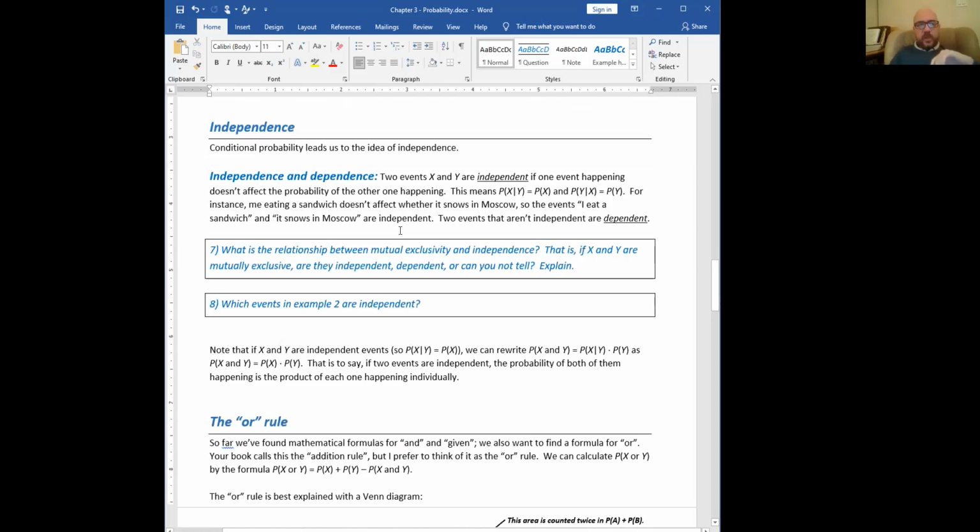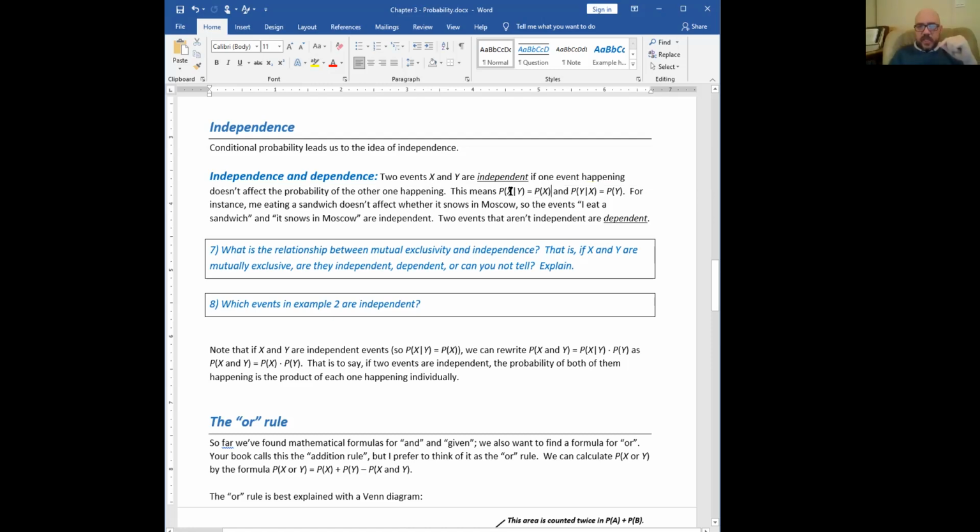And a really, really important definition in probability is independence. 2 events are independent if one of them happening does not affect whether the other one happens. So in other words, x and y are independent if the probability of x given y is the probability of x. So that's just our mathematical formulation of the thing that I just said. Notice that the probability of x given y means the probability of x happening if y has happened. And the probability of x is just the probability of x happening regardless of y.